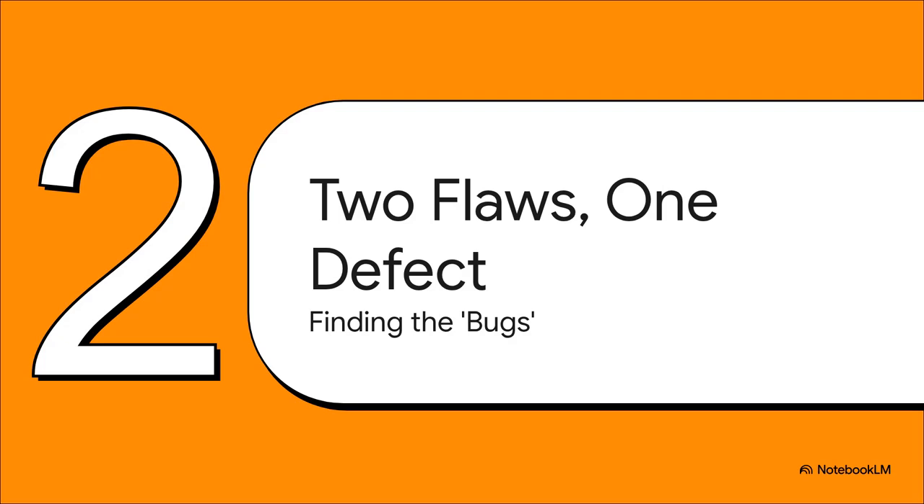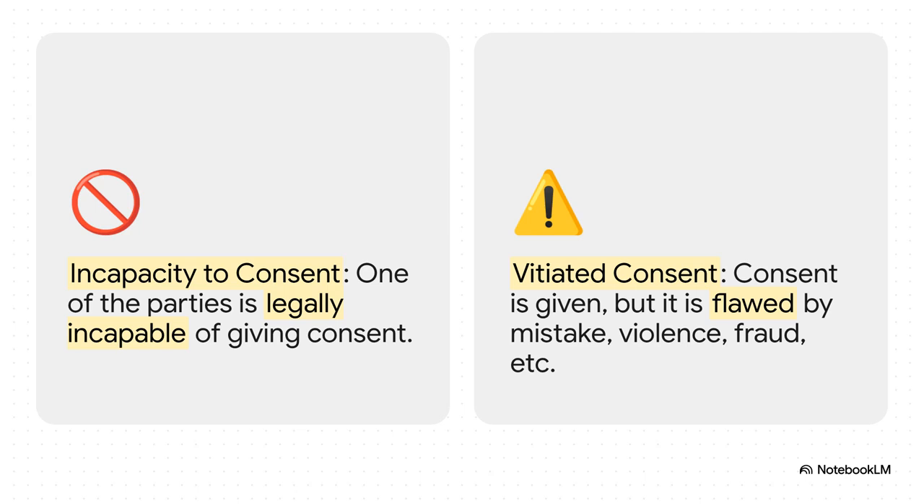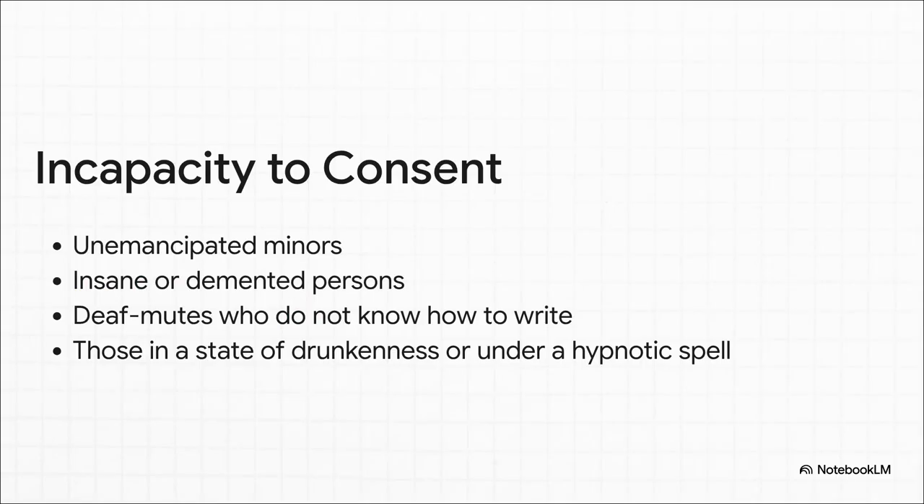So, what exactly are these bugs? Well, the law basically narrows them down to two main types, and they both attack that core element we mentioned, consent. So here are our two bug categories, side by side. On one hand, you've got incapacity to consent. This is where one person just legally can't agree to the contract. And on the other hand, you have vitiated consent. This is where the person can legally say yes, but their yes was, well, it was flawed, or even forced.